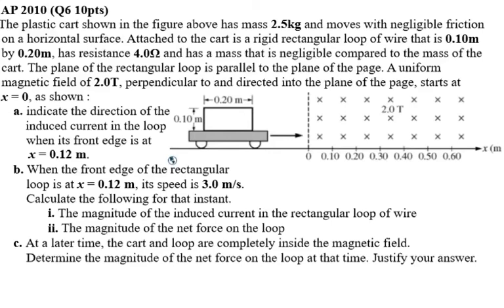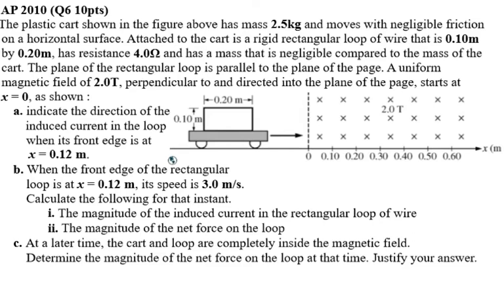Let's look at the 2010 AP Physics B FRQ question together. In this question, we have the plastic card shown in the figure above has a mass of 2.5 kilograms and is moving with negligible friction on a horizontal surface.